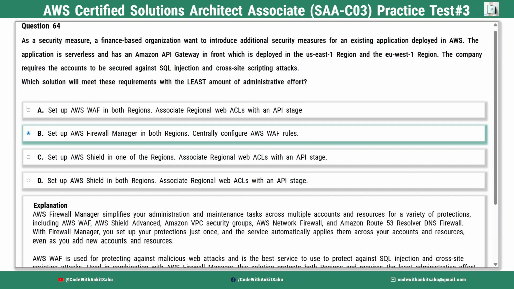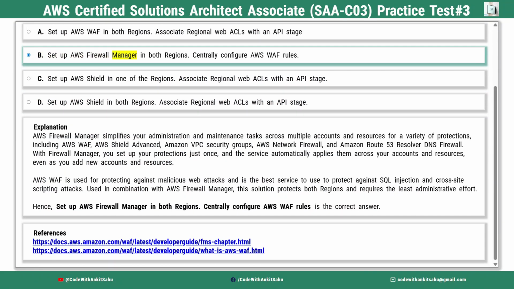Correct answer. Option B. Set up AWS Firewall Manager in both regions. Centrally configure AWS WAF rules. Explanation: AWS Firewall Manager simplifies your administration and maintenance tasks across multiple accounts and resources for a variety of protections, including AWS WAF, AWS Shield Advanced, Amazon VPC Security Groups, AWS Network Firewall, and Amazon Route 53 Resolver DNS Firewall. With Firewall Manager, you set up your protections just once, and the service automatically applies them across your accounts and resources, even as you add new accounts and resources.